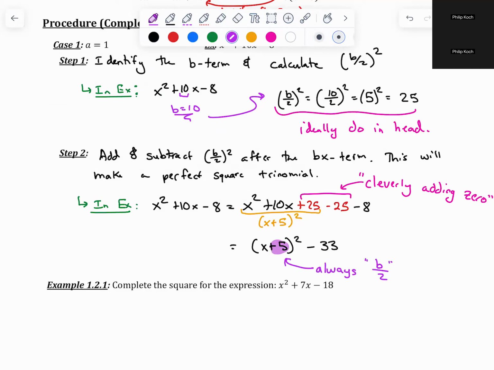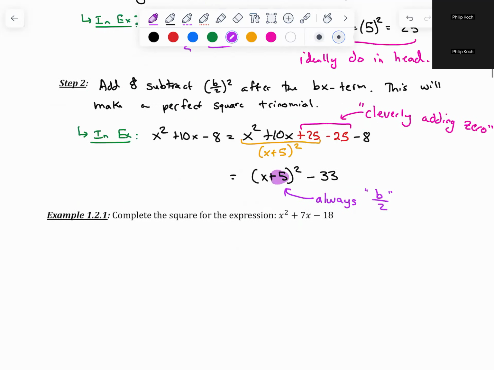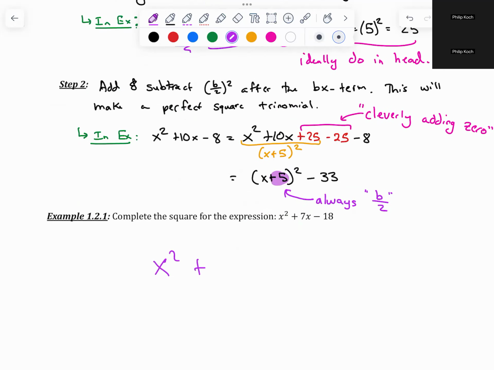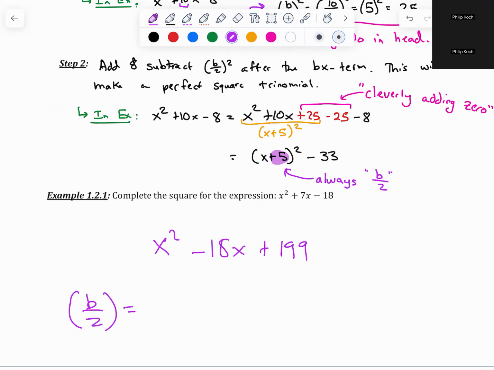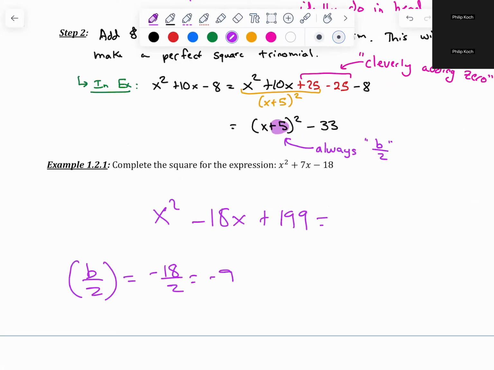The symbol that's here, it's always b divided by 2. So in our situation, b divided by 2 was 10 divided by 2. It was 5. So plus 5. Let's say it was x squared minus 18x plus 199. B divided by 2 is negative 18 divided by 2, which is negative 9. If you complete the square on this one, it will be x minus 9 squared plus something here. It will be every single time.